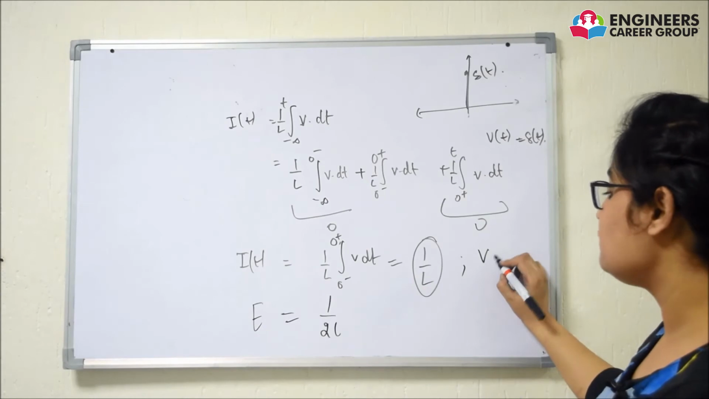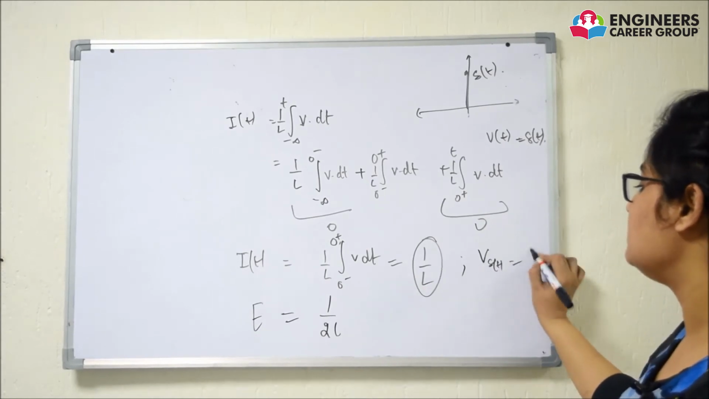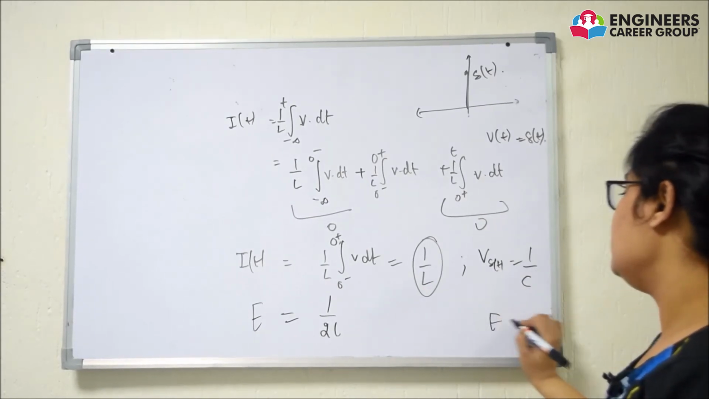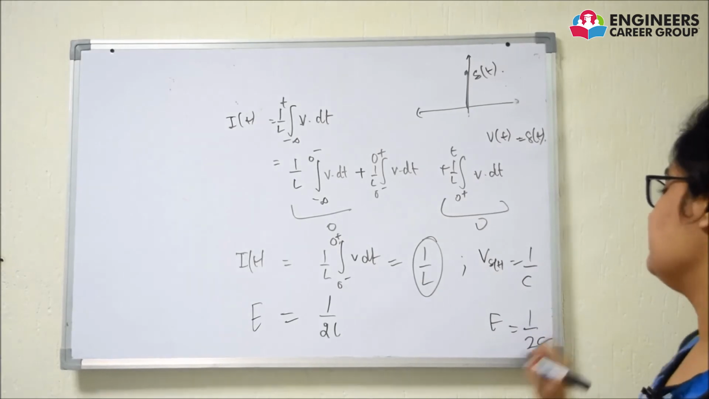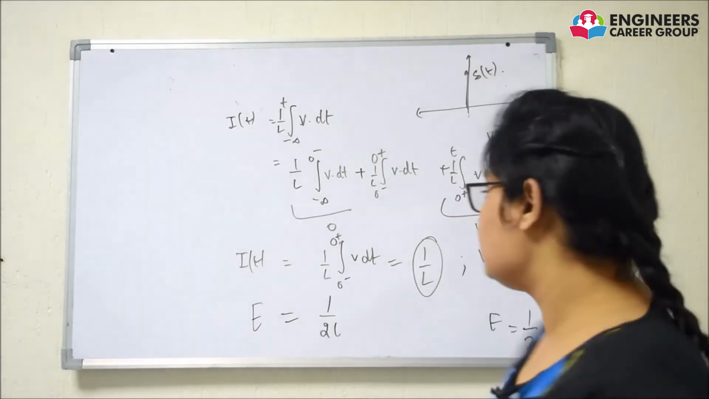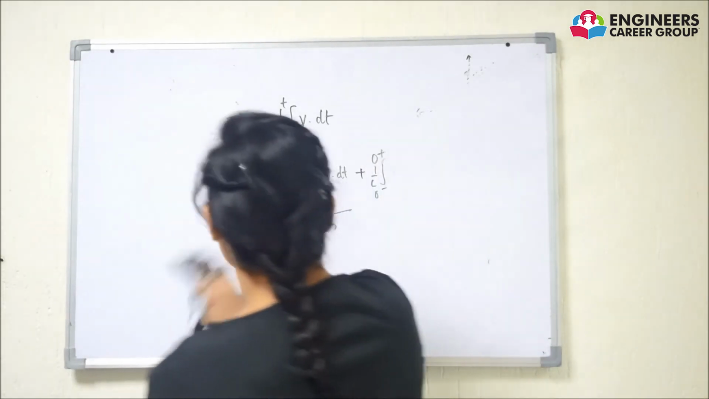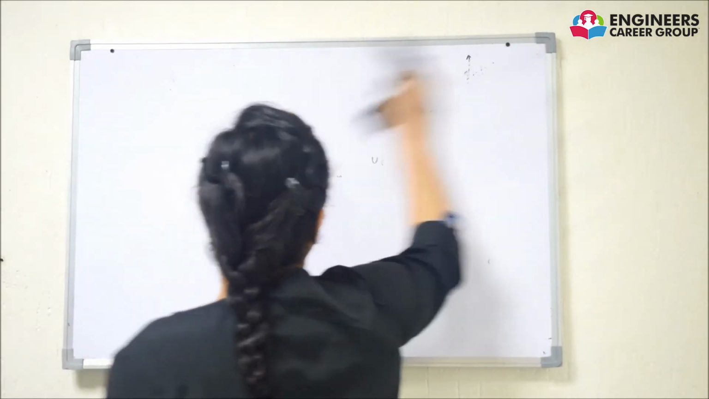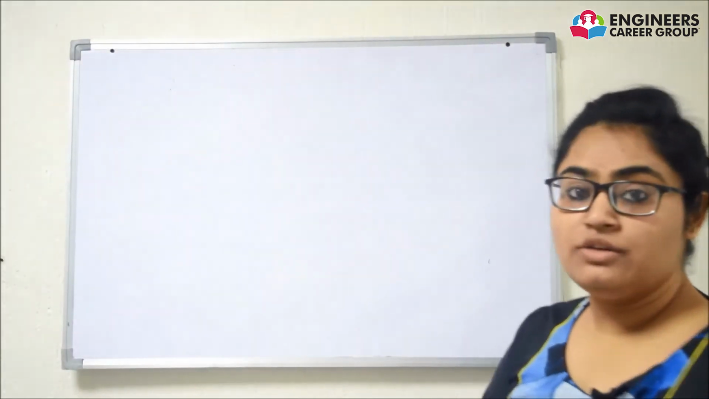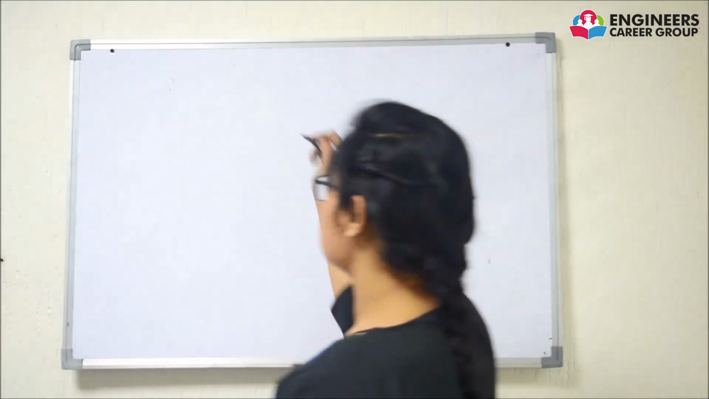Voltage in capacitor for DC excitation is equal to 1 by C, and energy will be equal to 1 upon 2C. These are some important points, that inductor does not respond to instantaneous change in current, capacitor does not respond to instantaneous change in voltage. Now we will discuss equivalent circuits of capacitor and inductor.